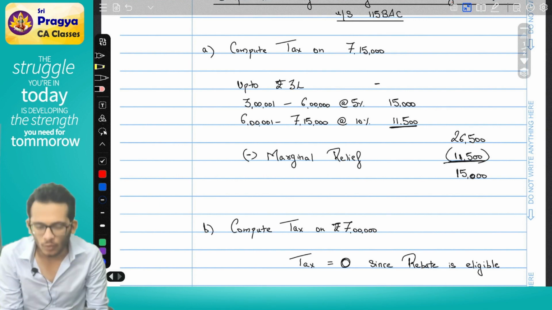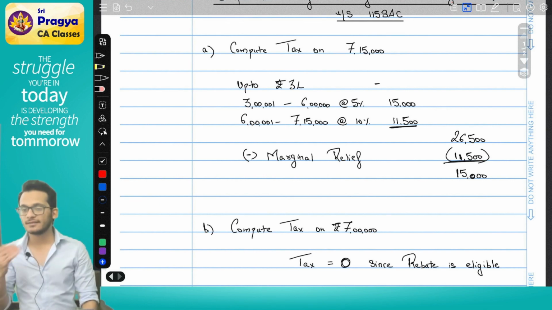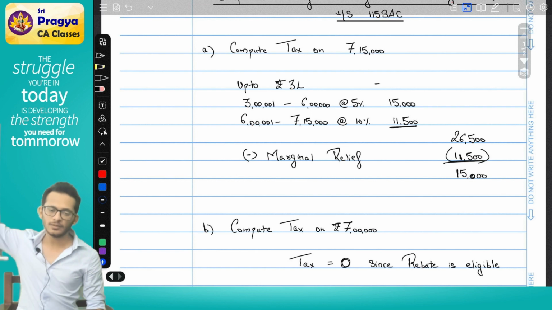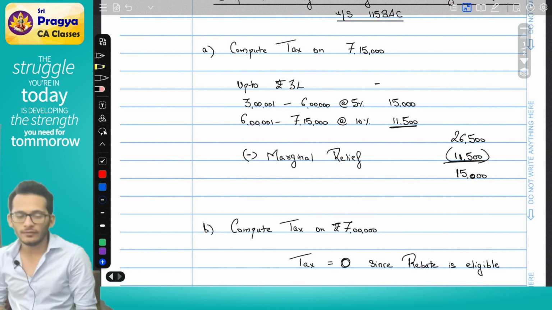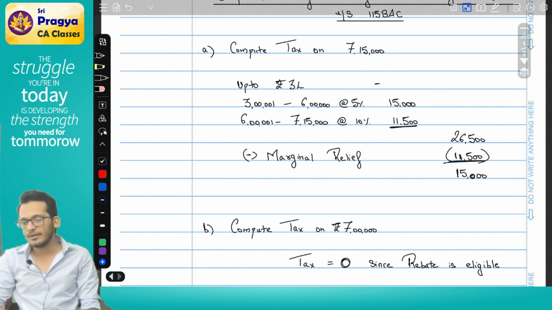I told you, what are you planning to do? You're planning to give away the extra income. How much extra income did you earn from 7 lakhs? 15,000. So how much is the tax payable? 15,000. So you're planning to give the whole extra income. Therefore, 15,000 will become extra tax.